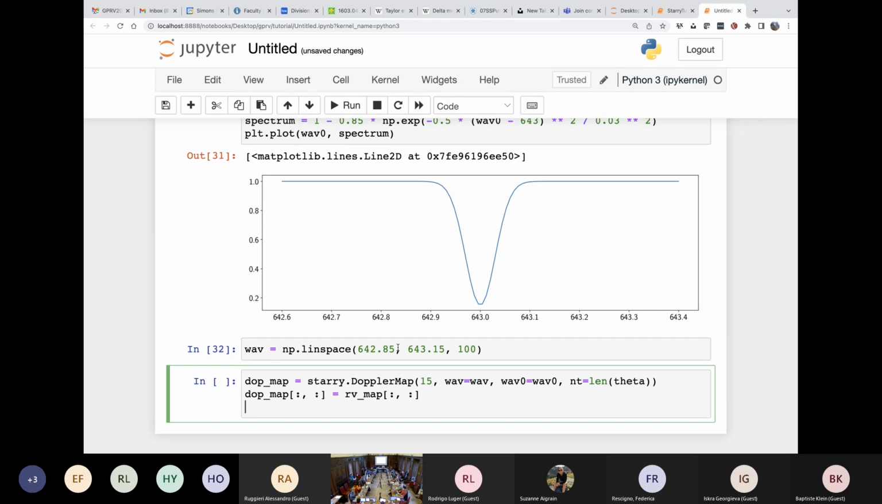Okay, what time is it, by the way? 10:40. 10:40, okay, gosh.